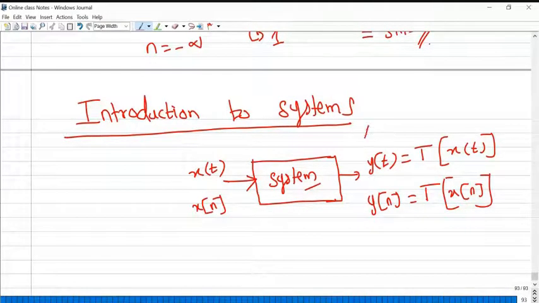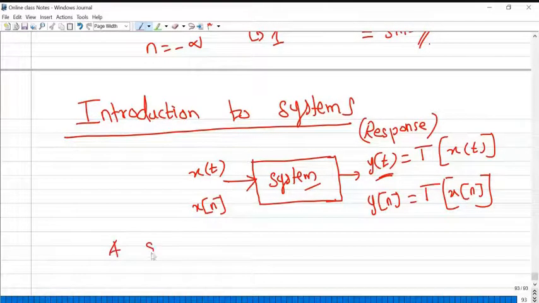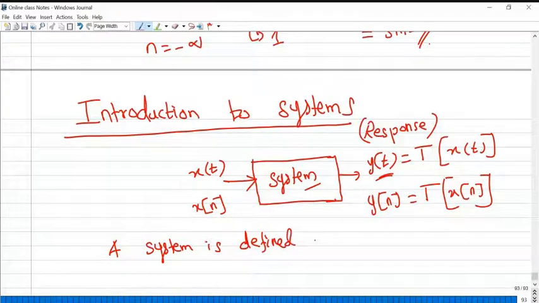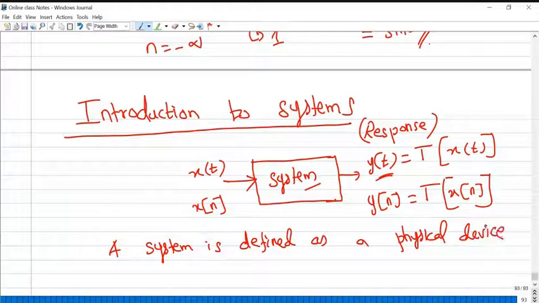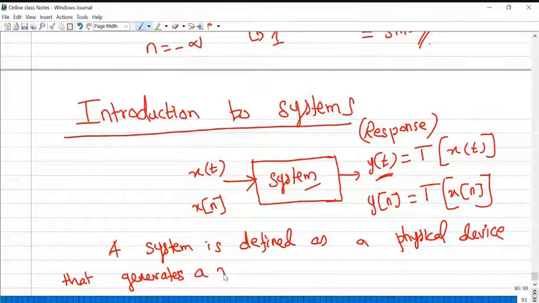Generally in signals and systems, we call the output of the system the response. Response of the system: how the system responds to a particular input. That is your y of t. So I'll write down the definition here. A system is defined as a physical device that generates a response or output. Remember this word response. Find the response of the system, meaning find the y of t or y of n.